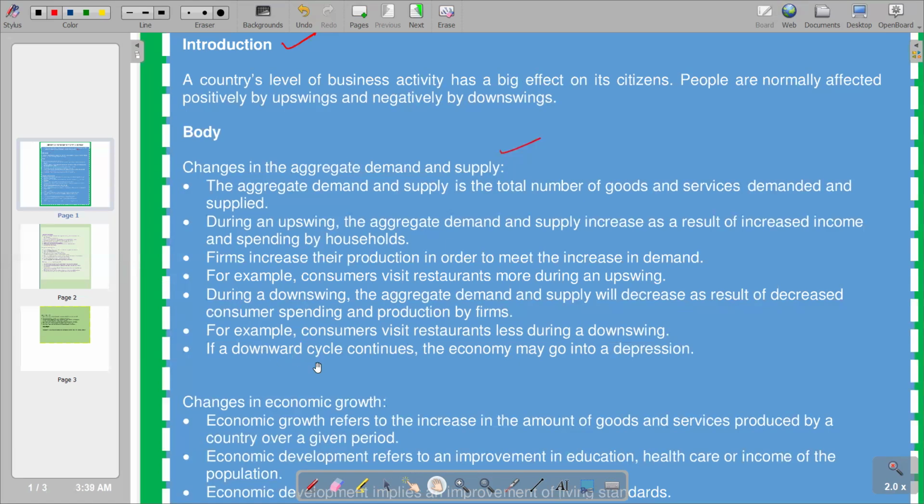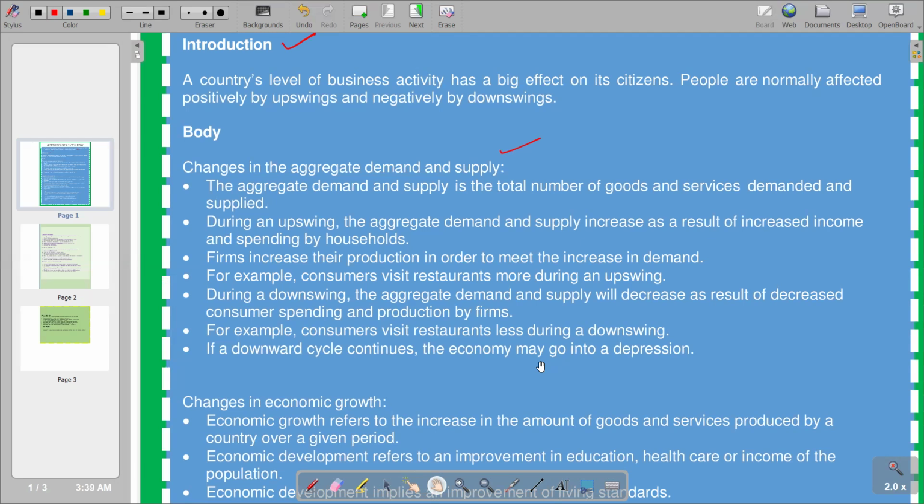The last point: if a downward cycle continues, the economy may go into a depression. A depression also explains a decrease in economic activity. So this is the issue of having a downswing. If it persists, it will lead you to a depression. So this is the explanation that we have in terms of changes in aggregate demand and supply. Basically, we are looking at the effects of economic fluctuations on aggregate demand and supply.